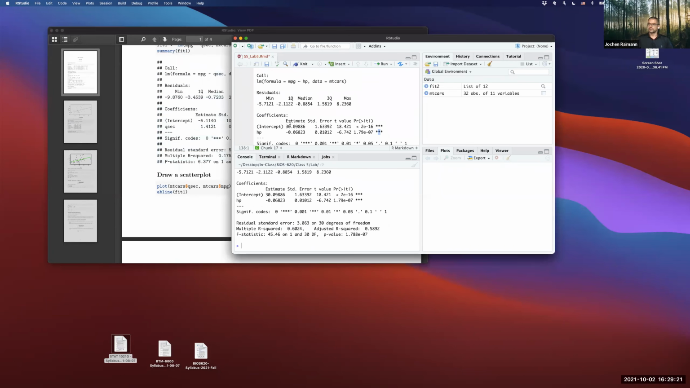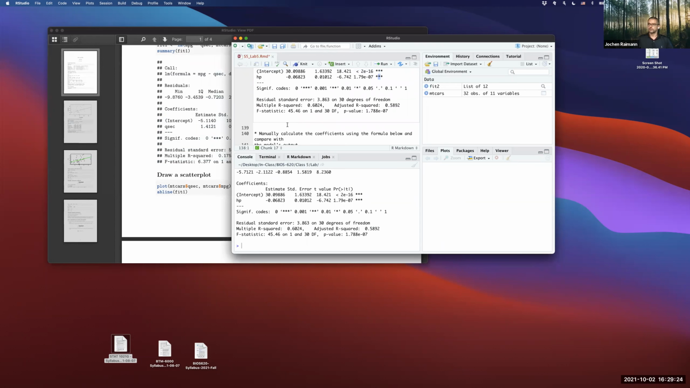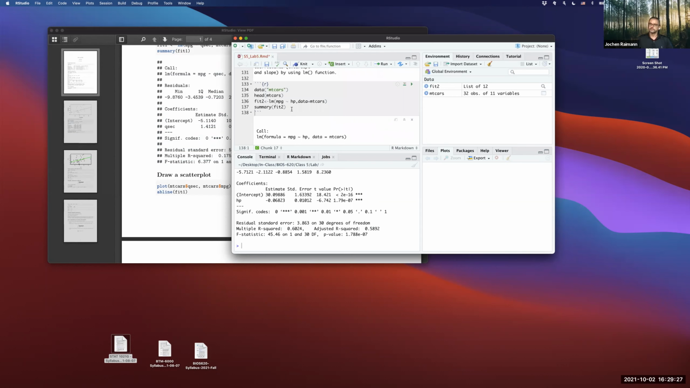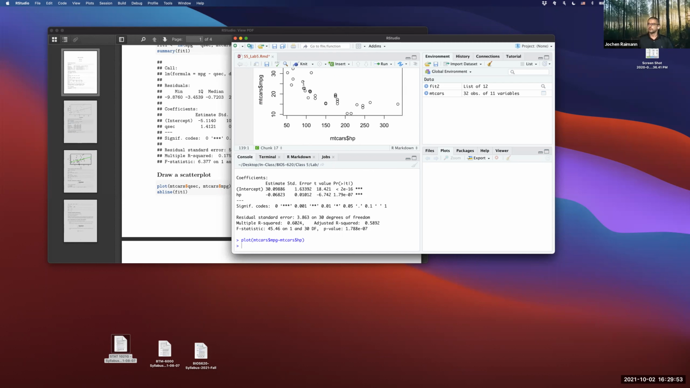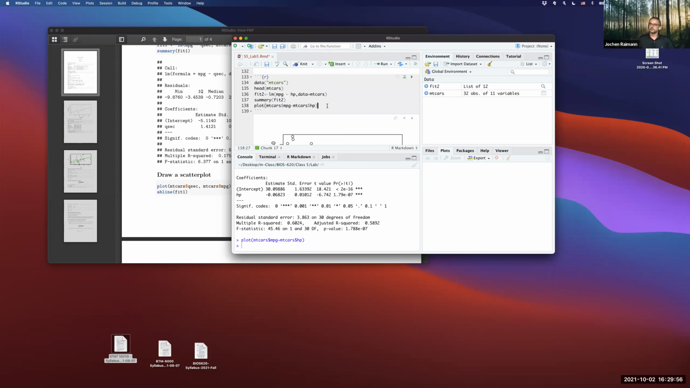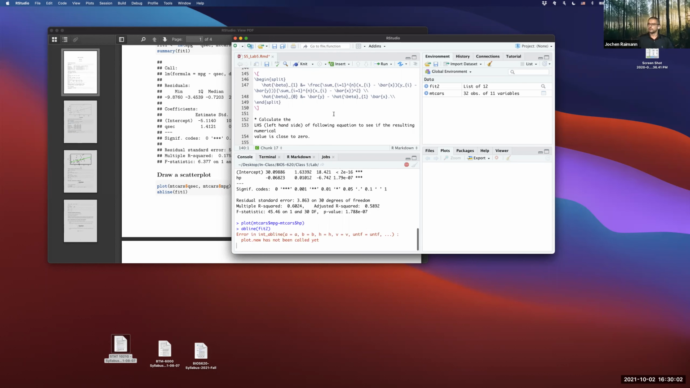So now we want to depict this relationship. We can do this by drawing a scatter plot, which we have done in the lab. So we can plot mtcars miles per gallon as a function of mtcars horsepower. This will give us a scatter plot that you see here. It is a rather nonlinear relationship. That's for now not relevant to look at. abline fit2. Oops.